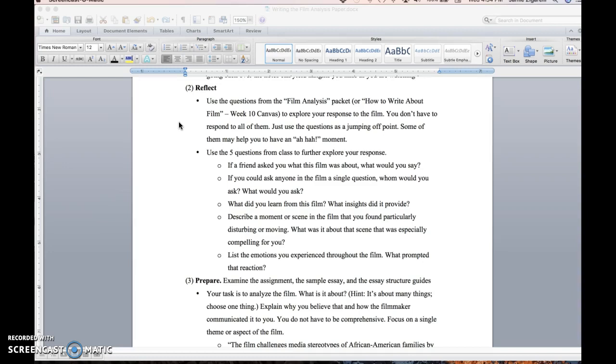But going through them can help you to figure out what's of interest to you and what you want to focus on. So go through the packet, and you can start kind of free writing your responses to some of the questions, and you'll probably pretty quickly figure out what you'd like to focus on. And the questions can help you to have an aha moment where you're like, oh, that's what I want to write about. So that's why I recommend going through the questions.